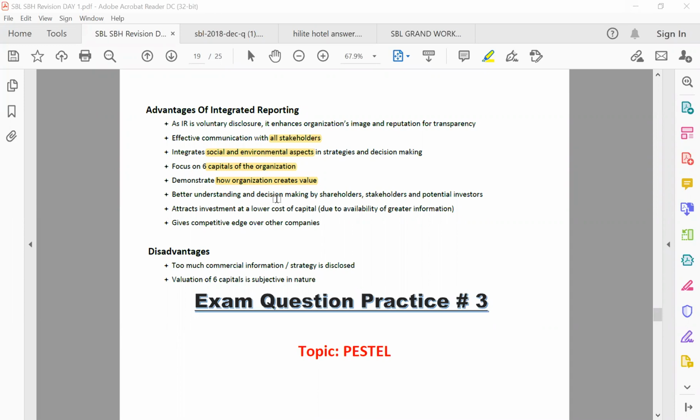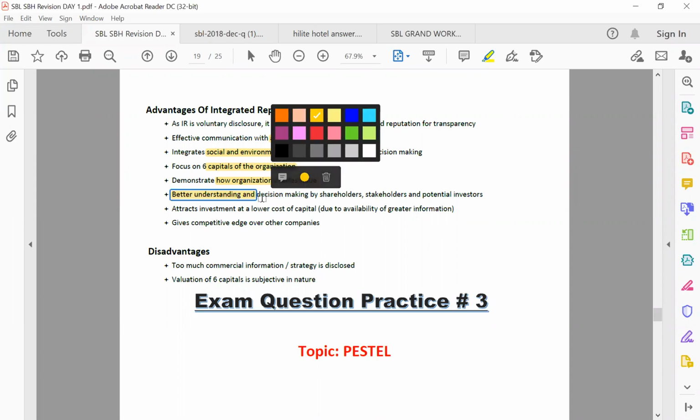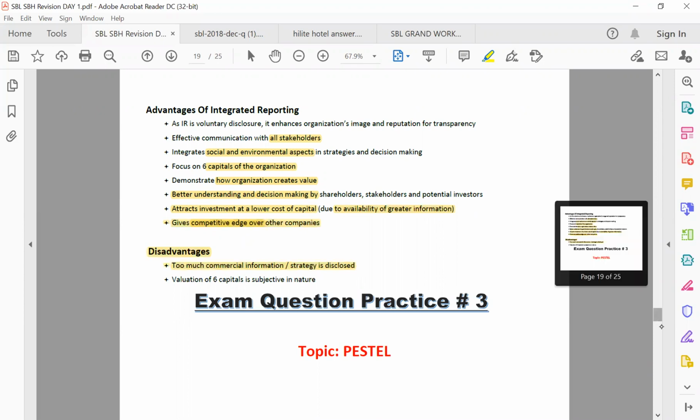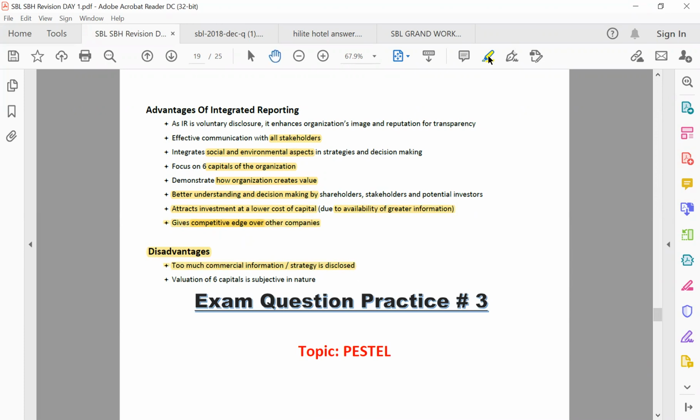Better understanding and decision making by shareholders and stakeholders. Obviously, it will give you a better understanding and decision making as well. Along with this, you will also be able to take out potential investors and help them identify the most relevant areas. It attracts investors at a low cost of capital. Basically, they are attracting these investors at a low cost of capital, and this will give a competitive edge over other companies. Do you all get this?